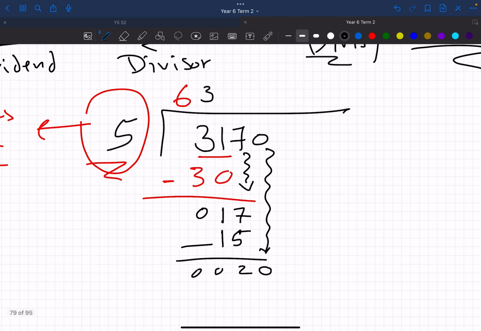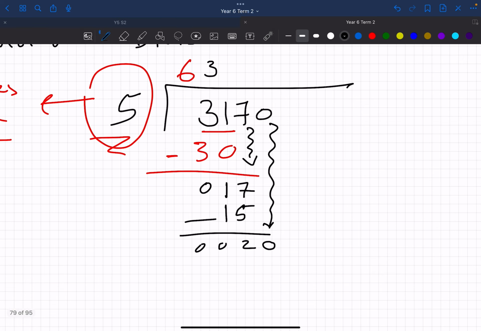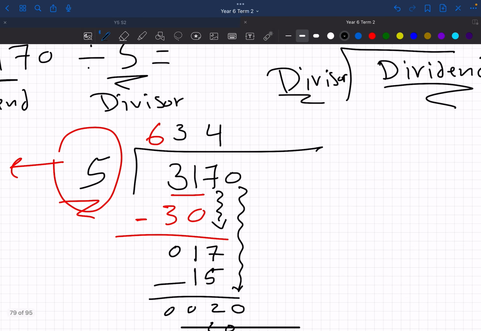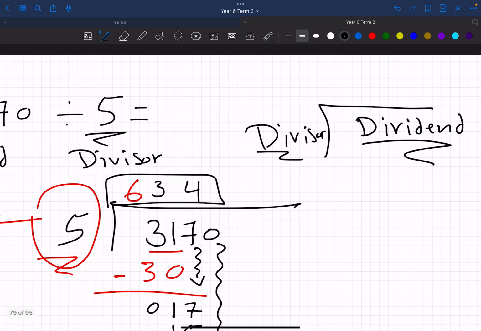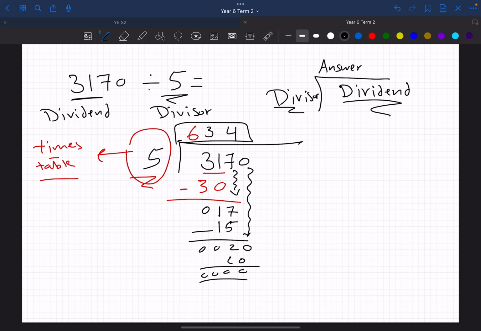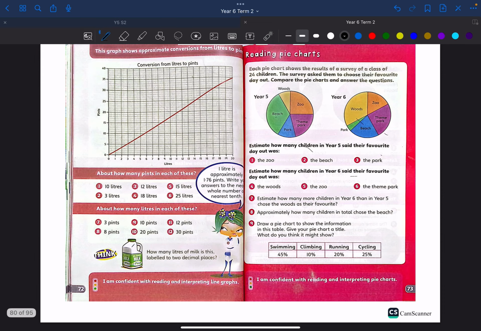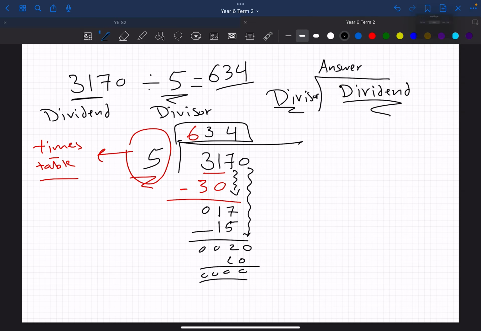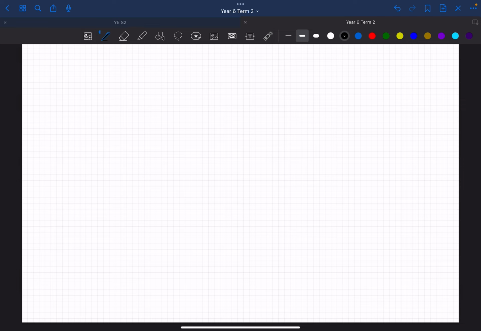Now here 20, right? What's the number multiplied to 5 that gives me 20? Absolutely right, 4. 4 times 5, 20. Subtract. So my answer is 634. So here is our answer. Our answer here is 634. Now, we will do another one, but this time with bigger numbers.